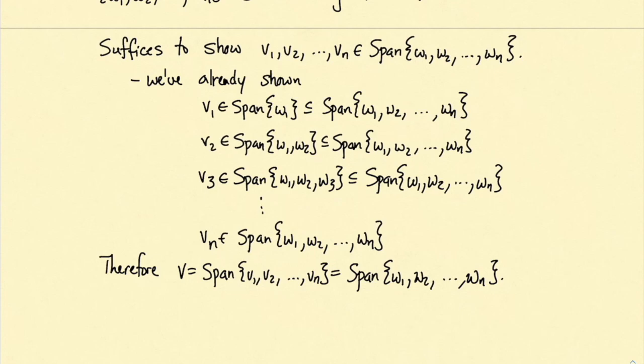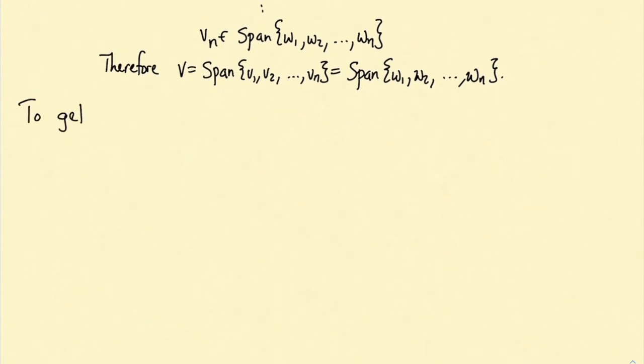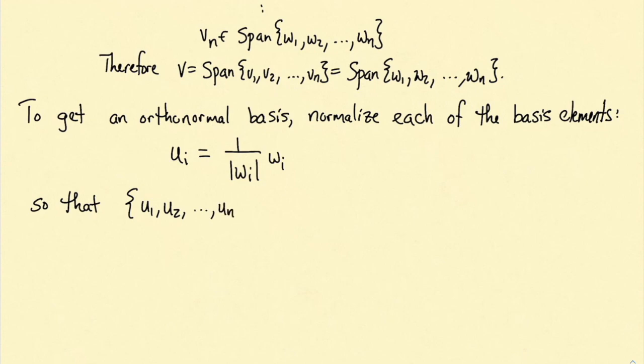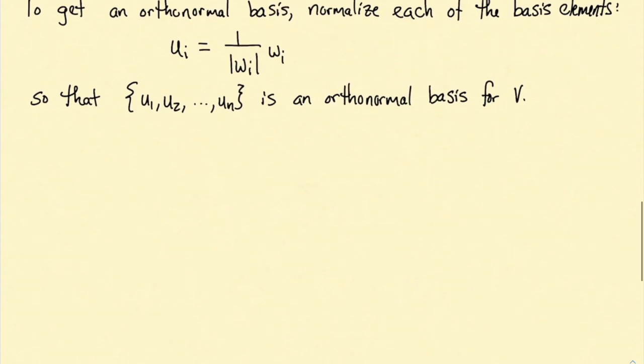So this tells us how to create an orthogonal basis for our space V, as long as we have a basis to begin with. We can upgrade this to an orthonormal basis by normalizing each of the basis elements. Normalizing the basis elements Wi to get new basis elements Ui preserves the orthogonality and simply makes them unit vectors. Therefore, they are necessarily an orthonormal basis. So let's do an example.